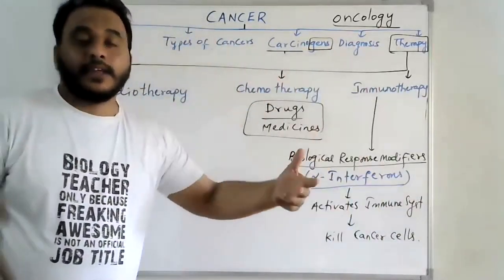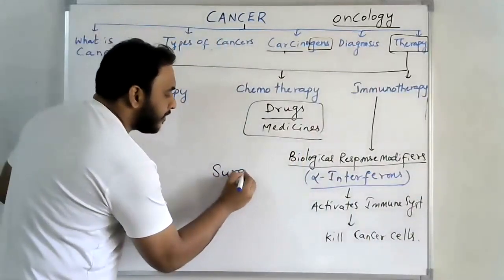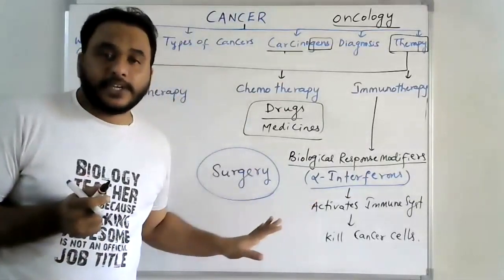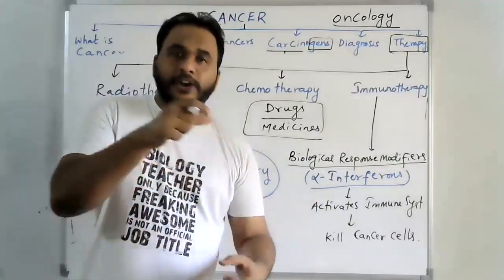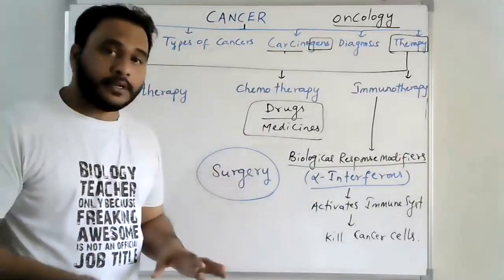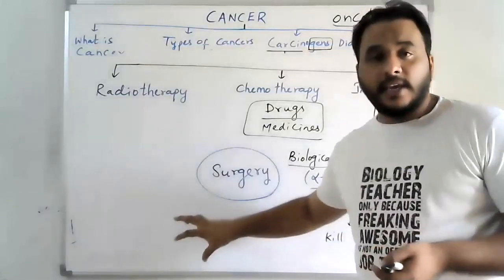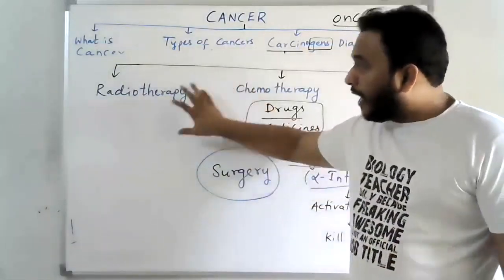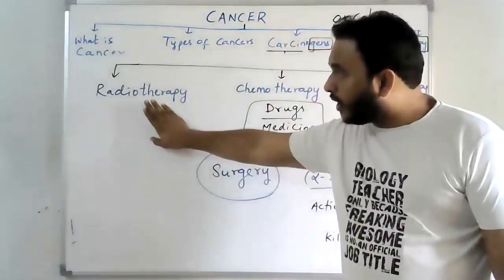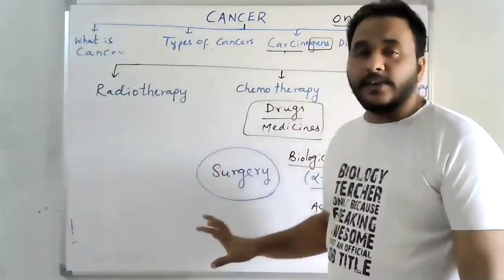And above all, there is one more method, that is surgery. By performing surgical methods, we can get rid of the cancerous tumors. But in many cases, the surgery will be done along with radiotherapy and chemotherapy combinations.